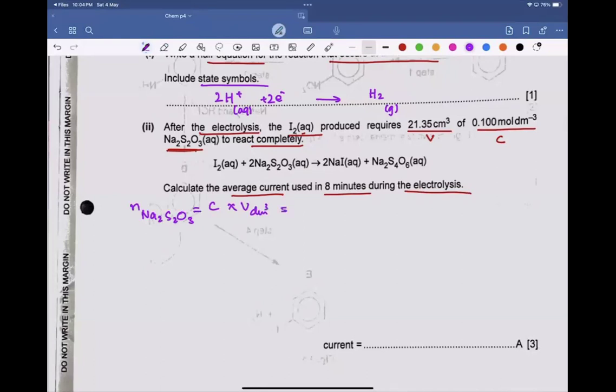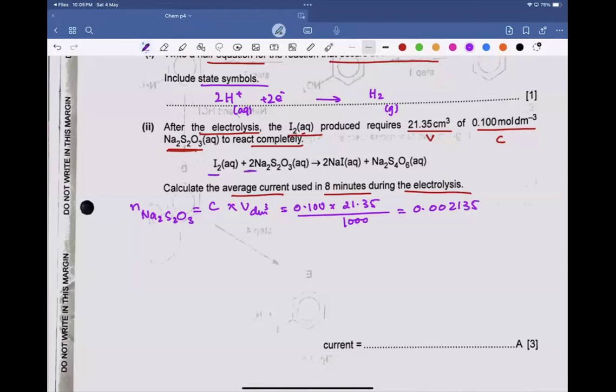So the concentration of thiosulfate is 0.100 and its volume is 21.35, which is in centimeter cube. So I have to divide it with 1000 to turn into decimeter cube. Can anyone tell me the moles of thiosulfate? Okay, Maha. These are 0.002135. So these are the moles of thiosulfate.